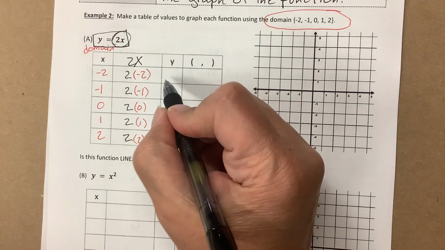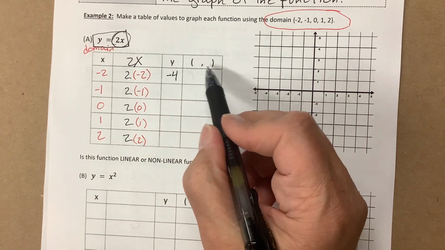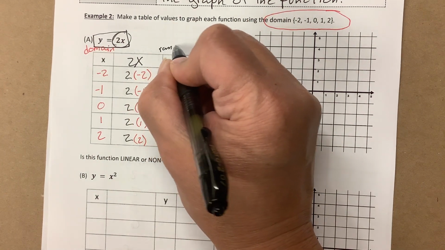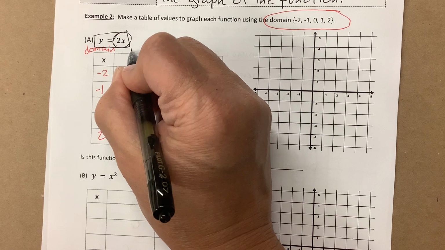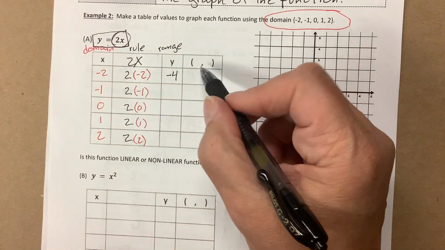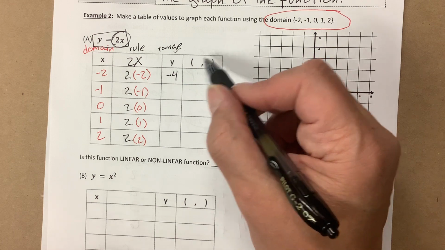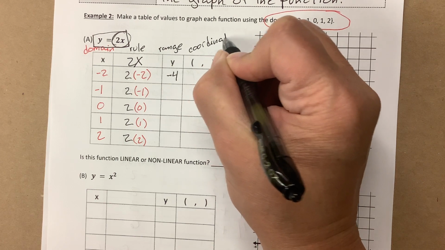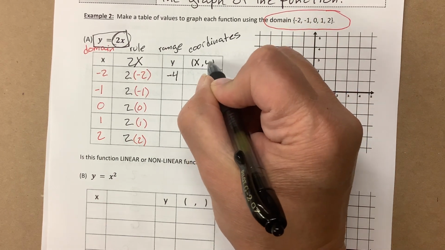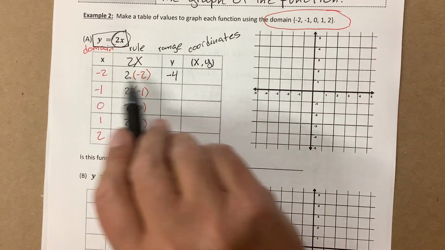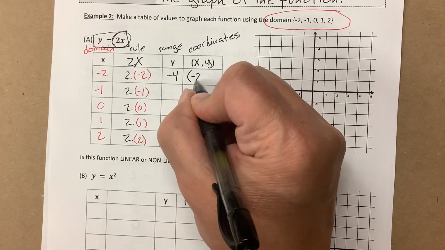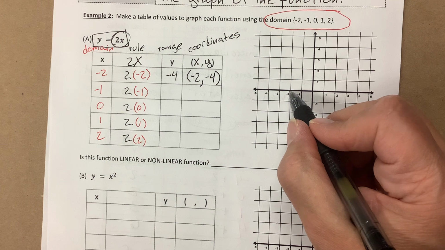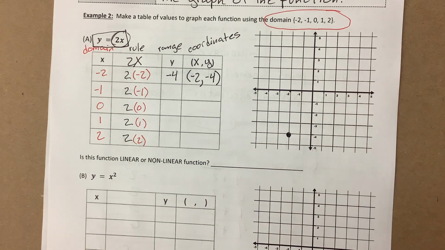2 times -2 is -4. And then it has parentheses here. This is the range. The range is the y value. The function rule is 2x. And these are the coordinates. This is the point. I'm going to write coordinates up here. And that's always an x and a y. Well, usually an x and a y. So my x is -2, my y is -4. It's important what order you put them in. The x comes first. So -2, -4. I have a point way down there.